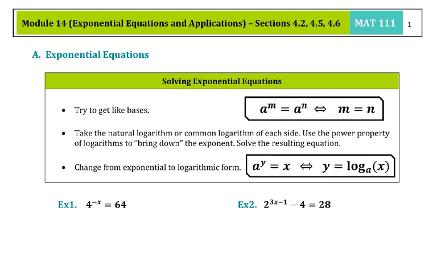And then we also have a third strategy, which I personally don't use as much, but we can take the natural logarithm or common logarithm of each side of the equation and then use the power property to bring that exponent into the front as a factor.